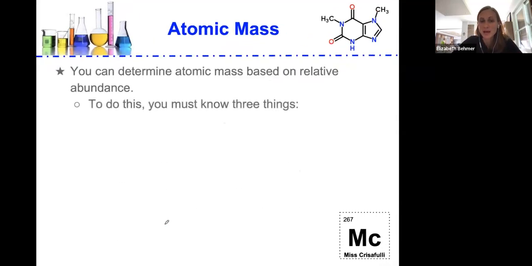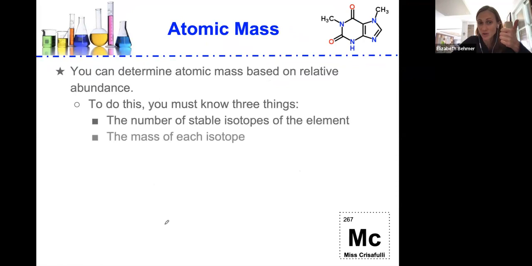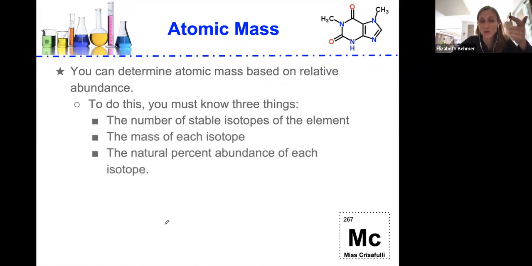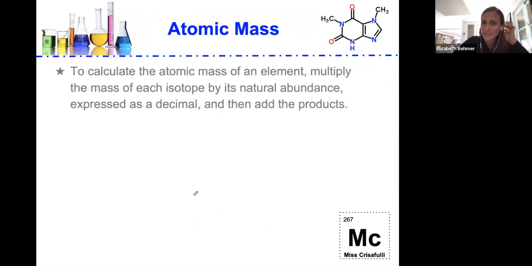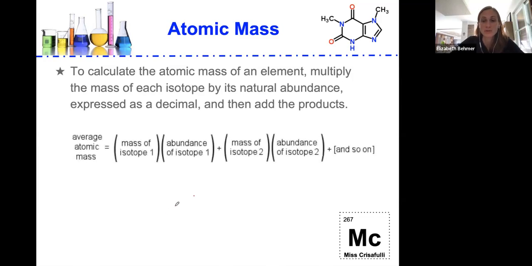You can determine the atomic mass based on relative abundance, and to do this, you must know three things: the number of stable isotopes, the mass of each isotope, and the natural percent abundance of each isotope. To calculate the atomic mass of an element, multiply the mass of each isotope by its natural abundance expressed as a decimal. You get that from the percent, and then add up all the products. And I think we'll go through an example.